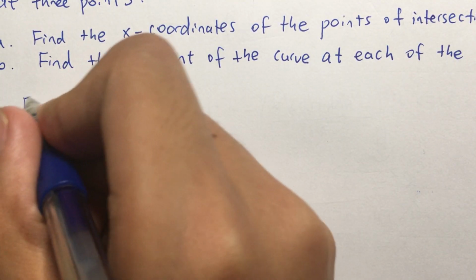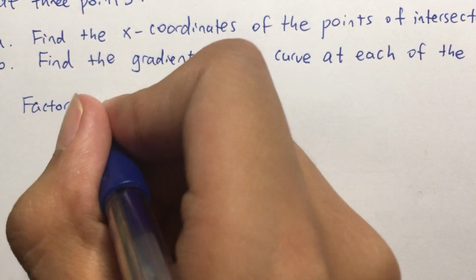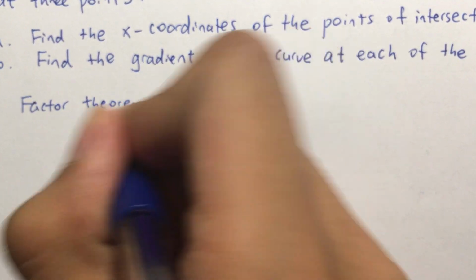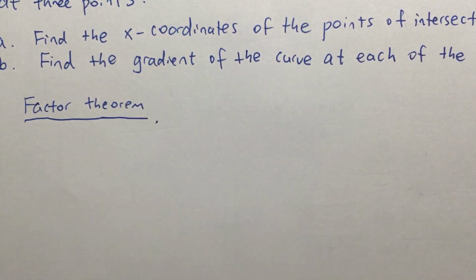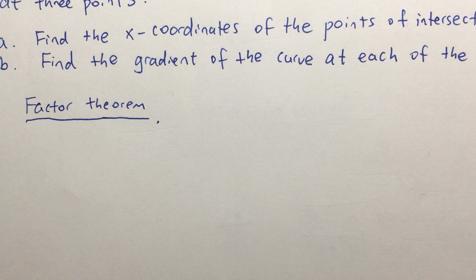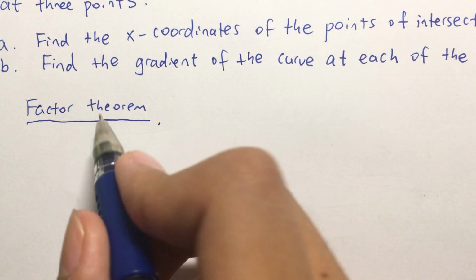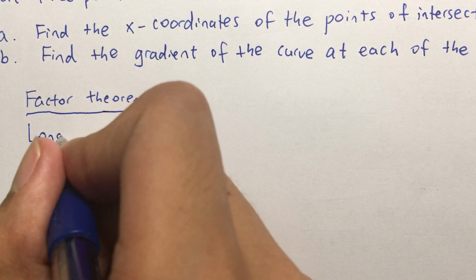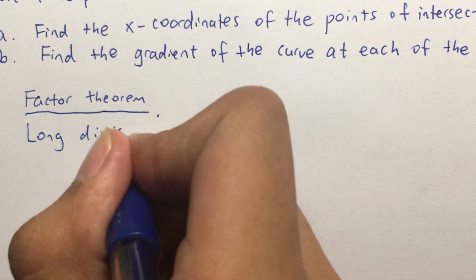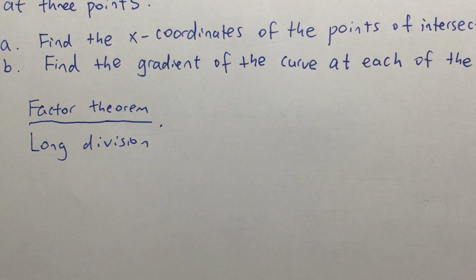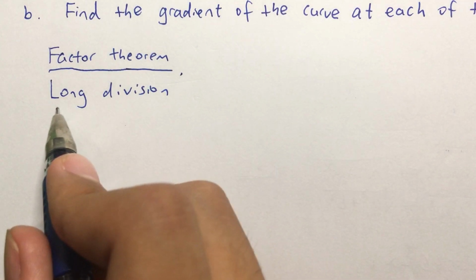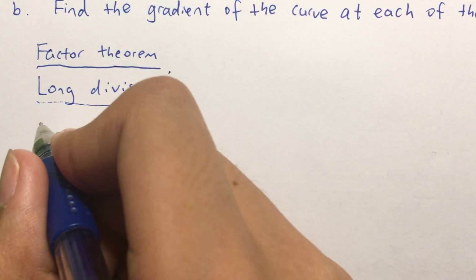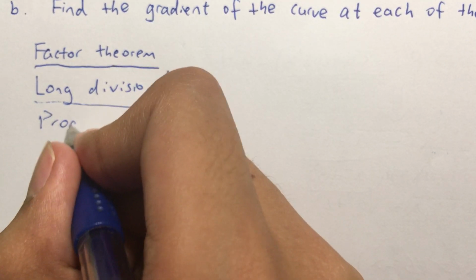So firstly, we need factor theorem. If you are not quite familiar with factor theorem, you can check my previous video about factor theorems. And we also need to know how to do long division. It's in the same video as the factor theorem. So these two you need to know. And also, of course, we need our product rule.